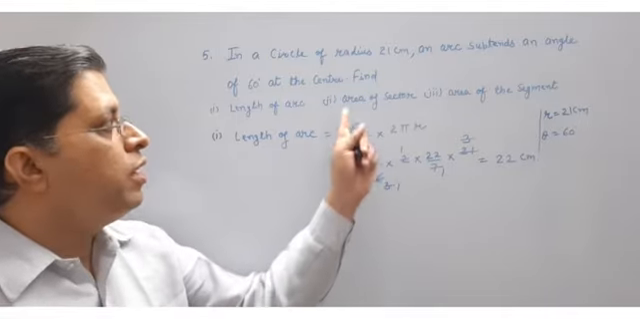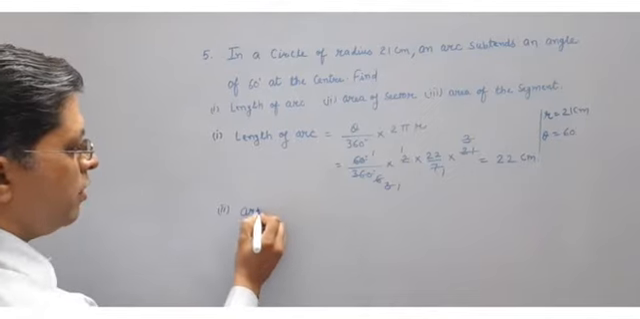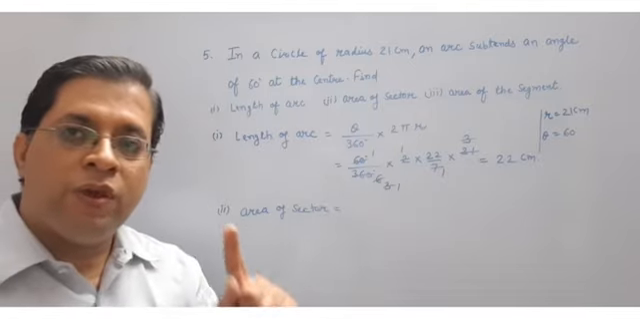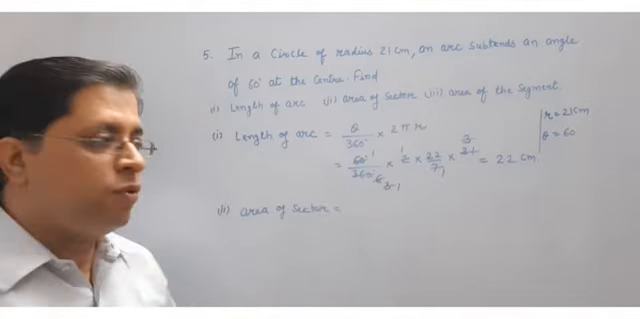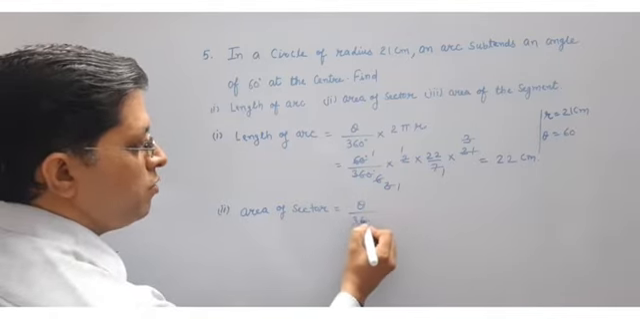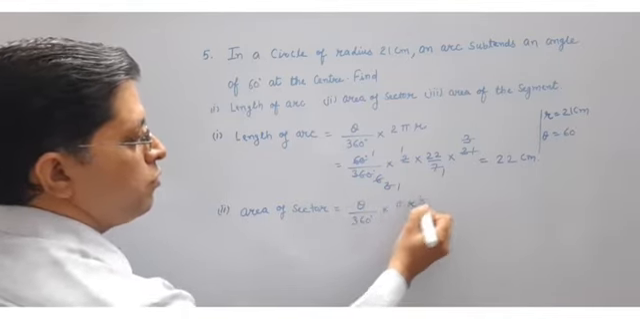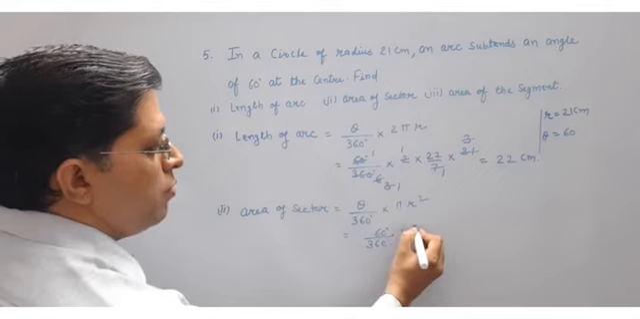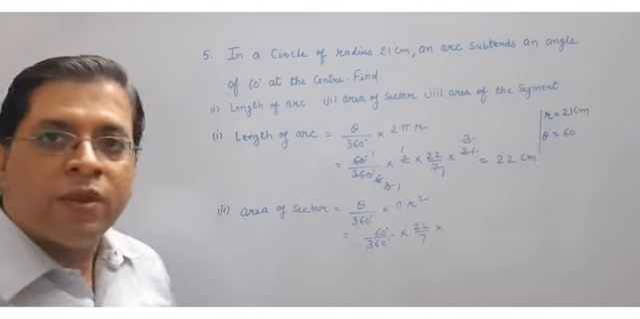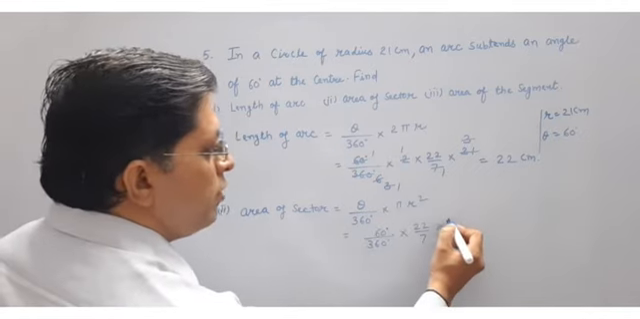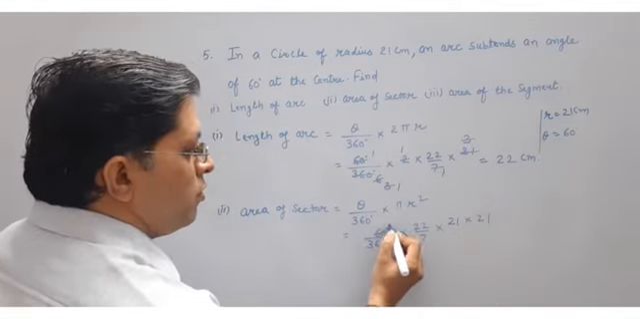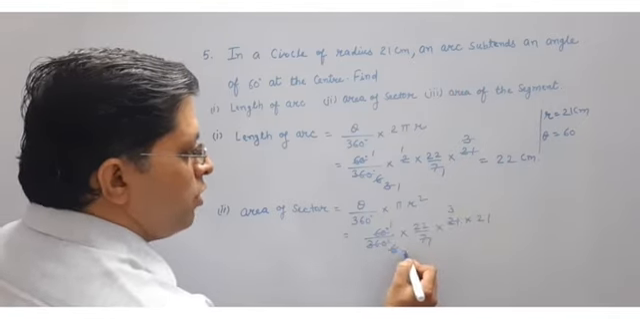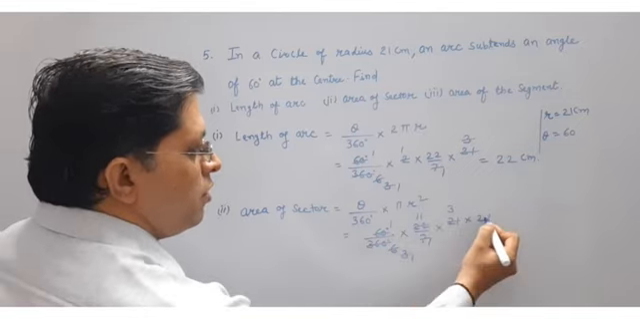Now we have to find what? Area of sector. What is the area of sector? Area of sector is equal to theta upon 360 degree into pi r square. So theta upon 360 degree into pi r square. Theta is what here? 60 degree upon 360 degree. Pi value is what? 22 upon 7. And radius is given to you, radius is 21. So 21 into 21. 6 1s are 6, 6 6s are 36, 7 1s are 7, 7 3s are 21.